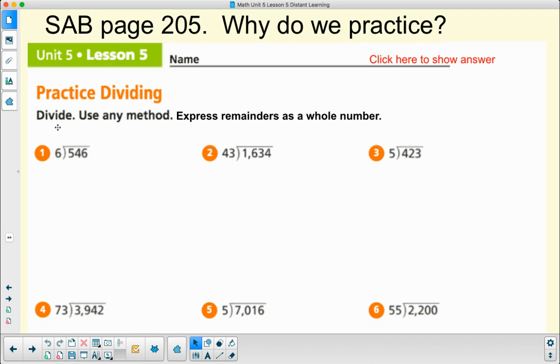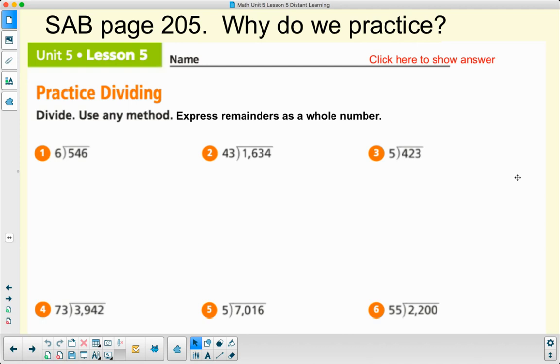You're going to divide. You can use any method, but we prefer that you use the digit by digit or standard method. When you get a remainder, you can just express your remainder as a whole number by putting an R, period, and then the remainder.